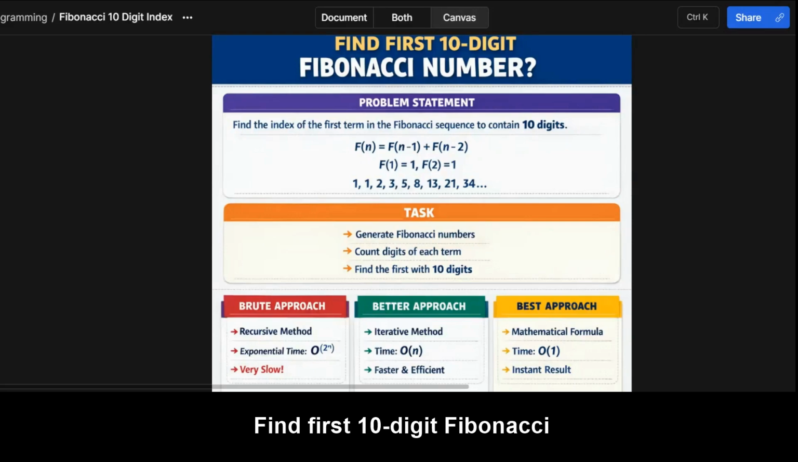Find the first 10-digit Fibonacci number. If this question comes to you, then get into the mind of the recruiter. They want to know your knowledge about the recursive and iterative approaches. Everyone knows the Fibonacci number, but let me revise what a Fibonacci number is.